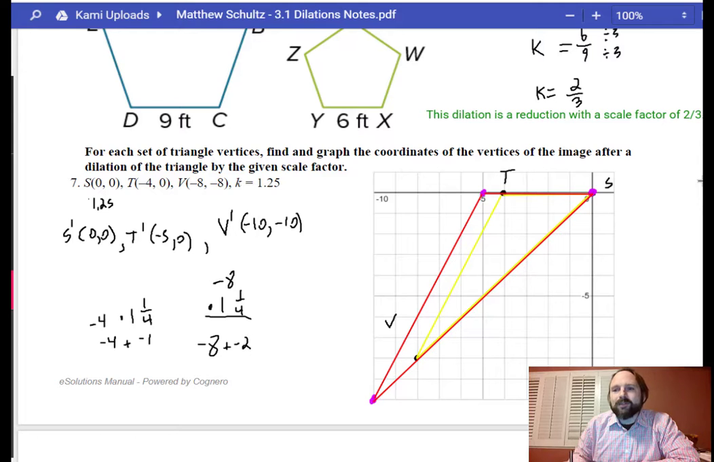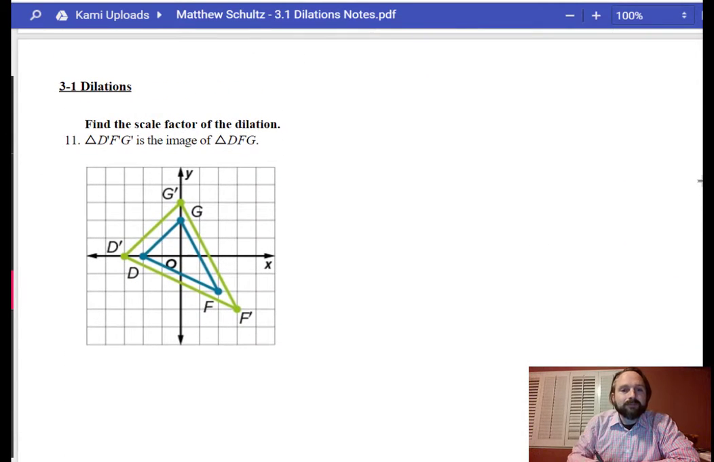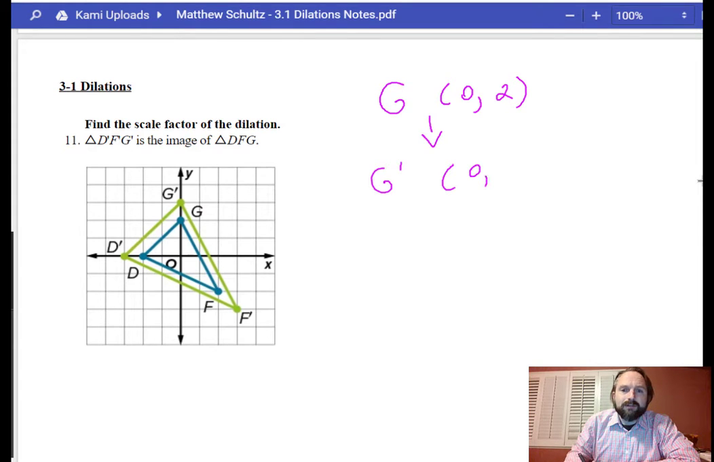All right, let's go on to one last one, okay, guys? We have 2 minutes. Let's see if we can get this. Now, we don't need to do every single one. We only need to do one. So let's do G. So we know it's going to be similar. G is at 0, 2. And it's going to go to G prime, which is at 0, 3.